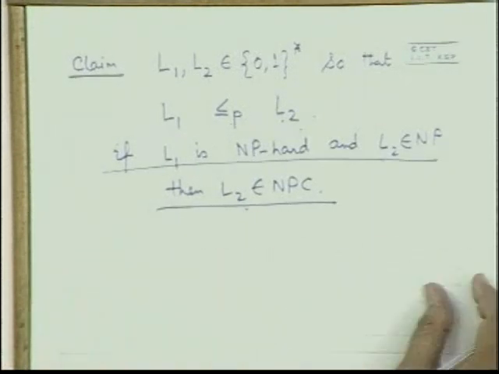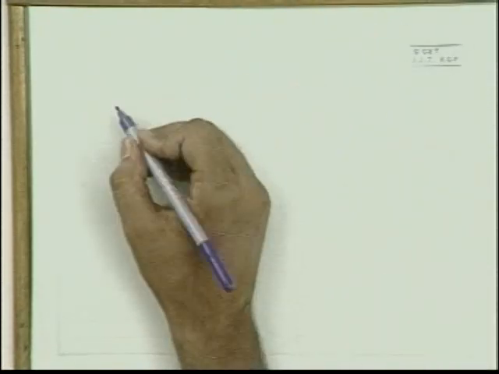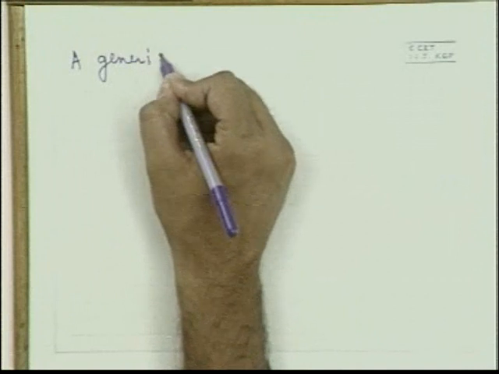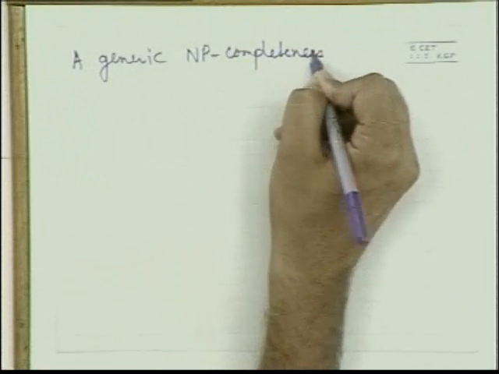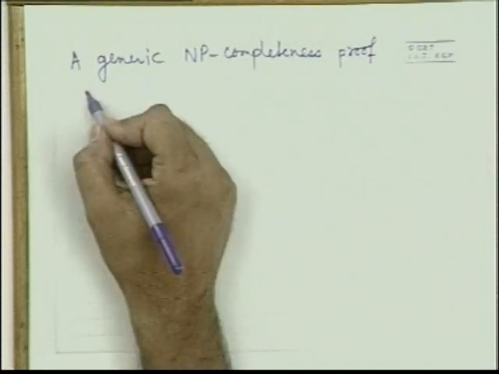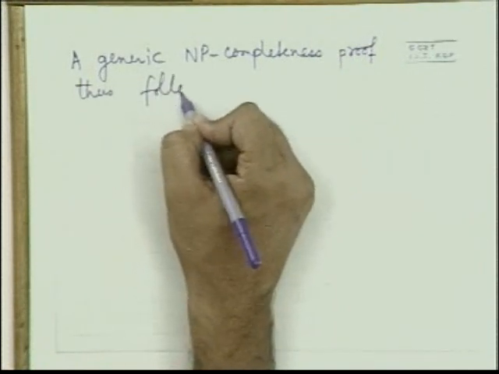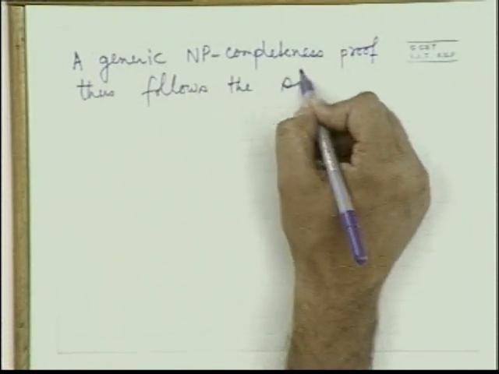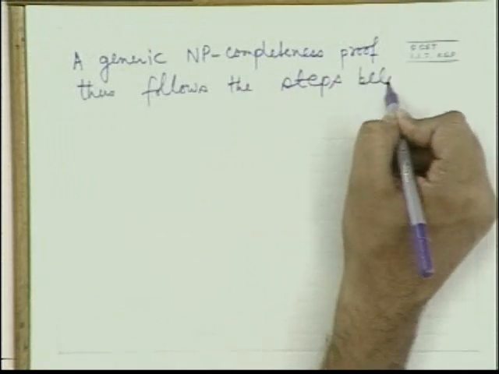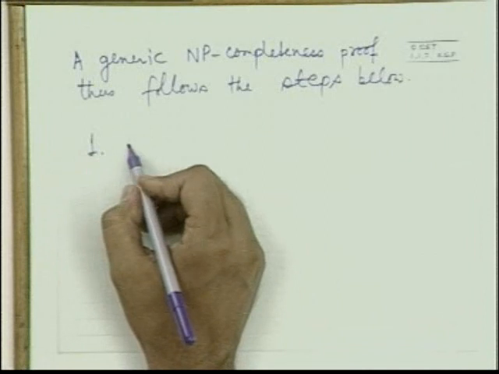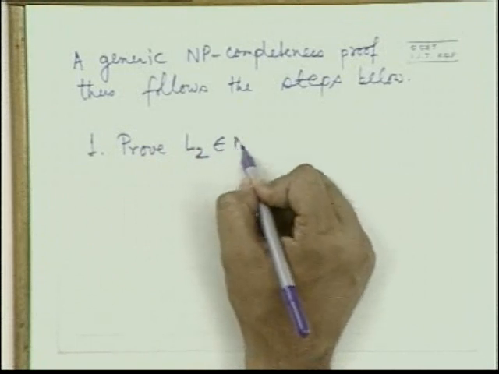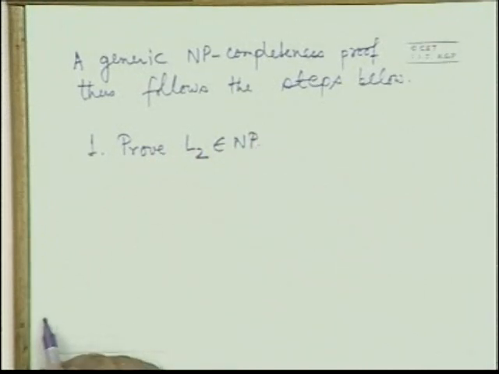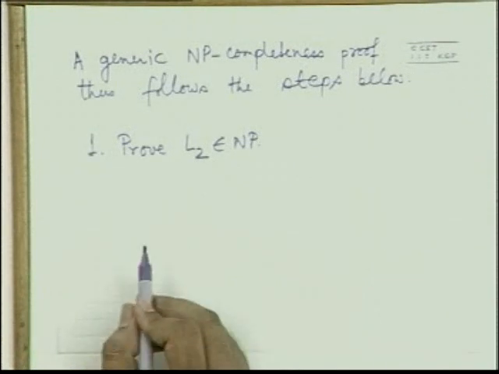Now, what are the generic steps to show something is NP complete? A generic NP completeness proof thus follows the steps below. What are the steps? First, you prove that the given problem L2 is in NP. That's the first step. The problem you are trying to show to be NP complete, first you prove that it belongs to NP.